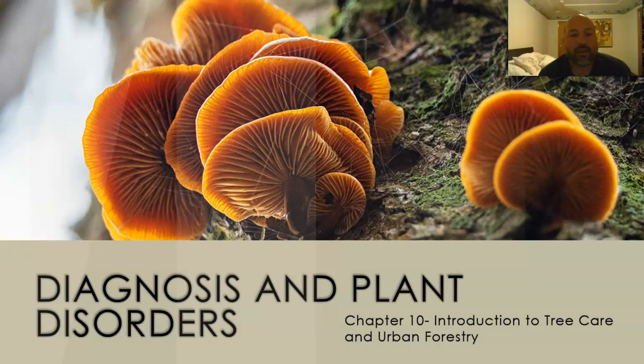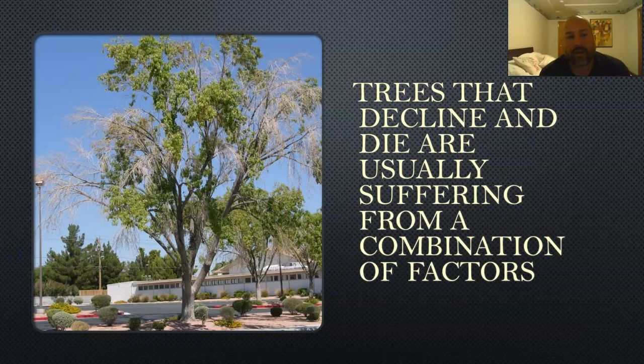Hello, everybody. So this time around, we're talking about diagnosis and plant disorders. The big thing, or the first place to start, is the idea that trees that are declining or in poor health are usually suffering from a combination of factors. It's never going to be one thing that is causing a tree to have problems. It's always going to be a multitude of factors, and one thing is going to lead to another, and then another, and another, and that's how you get a tree that's in decline, or a tree that is suffering.